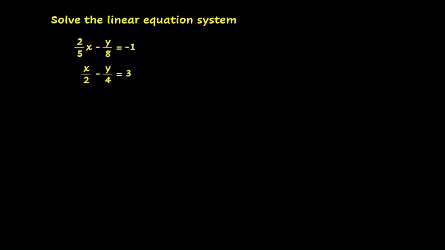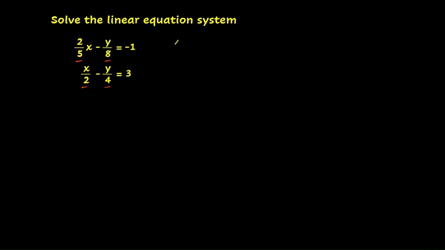Here we have a system of two linear equations. As you can see, every single one of the coefficients for the variable x and y is a fraction. So our first step in both methods will be to clear those fractions. So how are we going to do that?